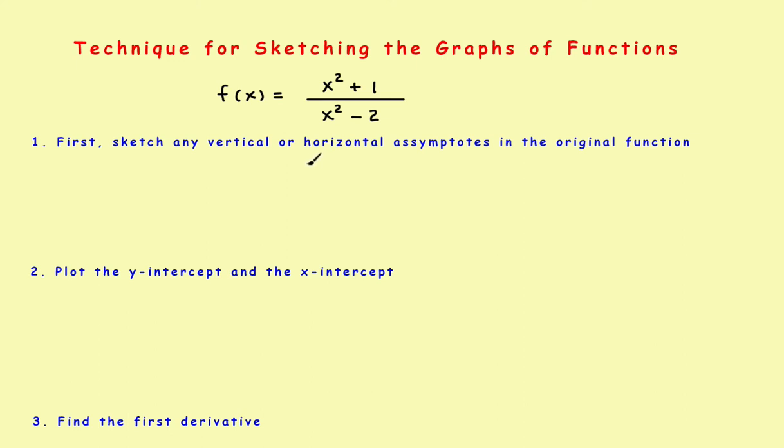Okay, this is going to be the second video on how to sketch complete graphs using calculus techniques. In the first video, we had f of x equal to a polynomial, so there were no asymptotes. Now, in this second video, we'll look at a rational function that does involve asymptotes, and that changes how you go about things just a little bit.